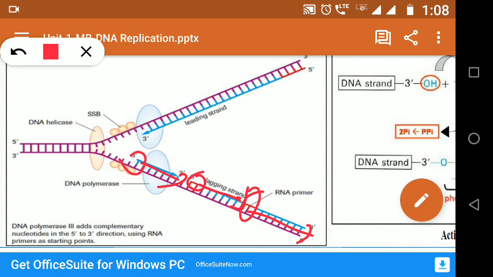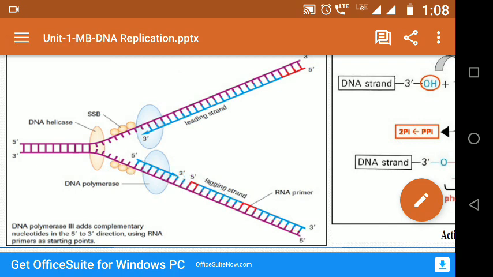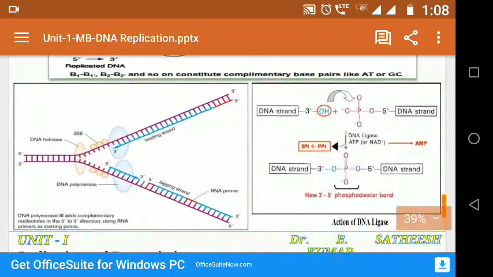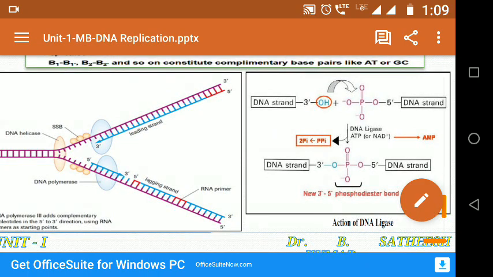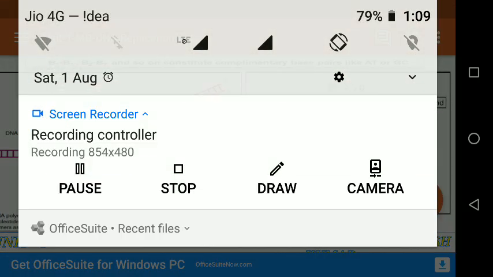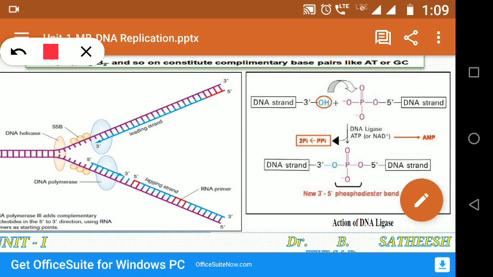Even though they are synthesized in fragments, DNA polymerase 1, the repair enzyme, removes the RNA primers and replaces them with DNA molecules. Then another enzyme seals the gaps between these Okazaki fragments. The gaps between the Okazaki fragments will be sealed by an important enzyme known as DNA ligase. So this is the DNA ligase.